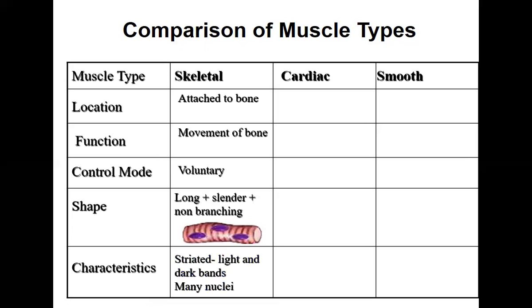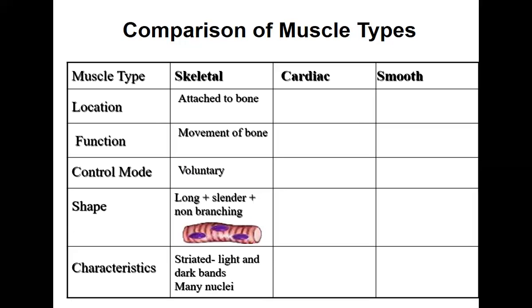Coming to the characteristic feature, it will have striated light and dark bands. As you can see here, these are bands like tiger bands. So these are called striated, or striations. There are light bands and dark bands. And as I said before, it is multinucleated: nucleus is one, nuclei means many.